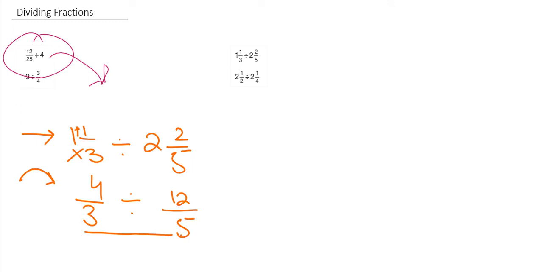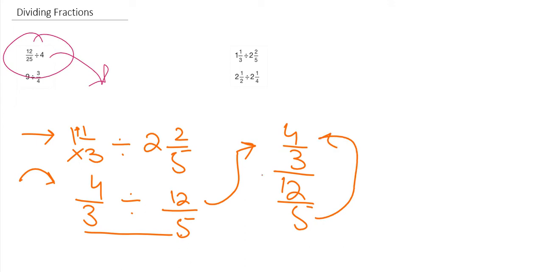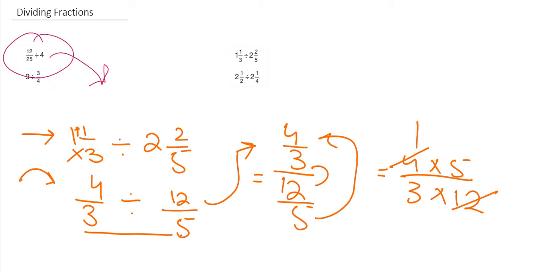So again, we have to write this in this form: 4 divided by 3, and then again, right here, we have to multiply 4 by 5 and 3 times 12. So again, we do have some cancellation over here. All right.